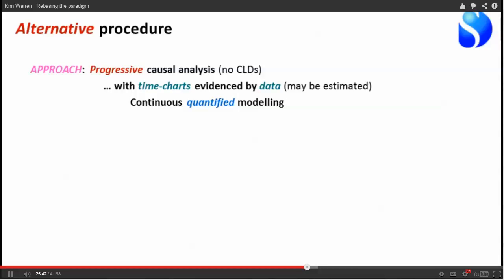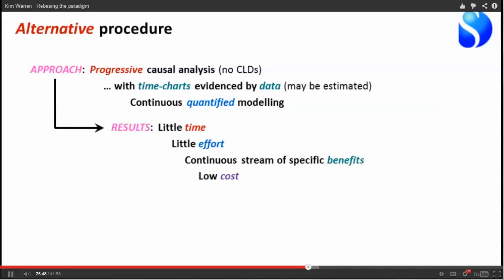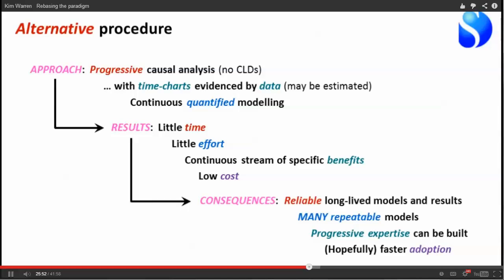We don't wait till later to build a model. We model from the start. This results in much less time being spent, much less effort, a continuous stream of specific benefits, much lower cost to the client, and we end up with reliable, long-lived models. That model I showed you is still working for that client. Even though the work was done 5 years ago, it's still the model of how their business works. And it's been repeated for many other client situations.